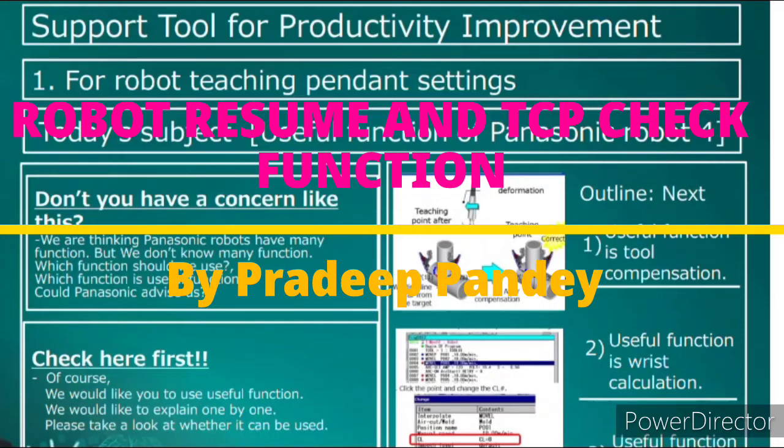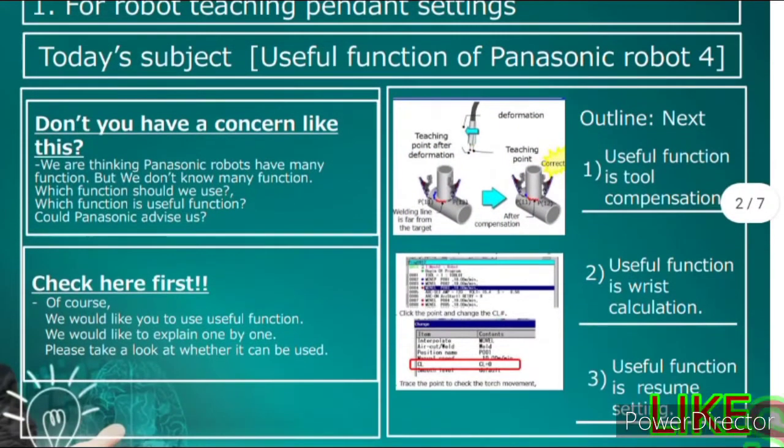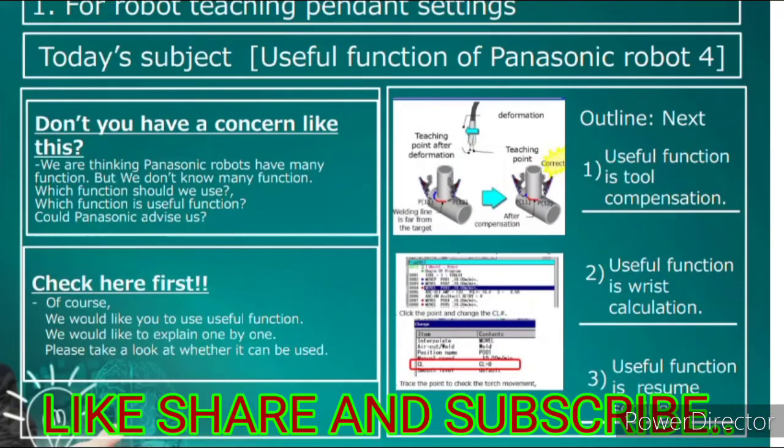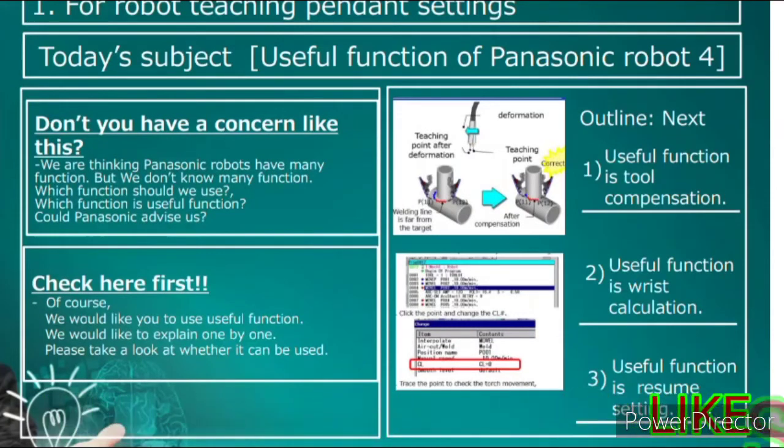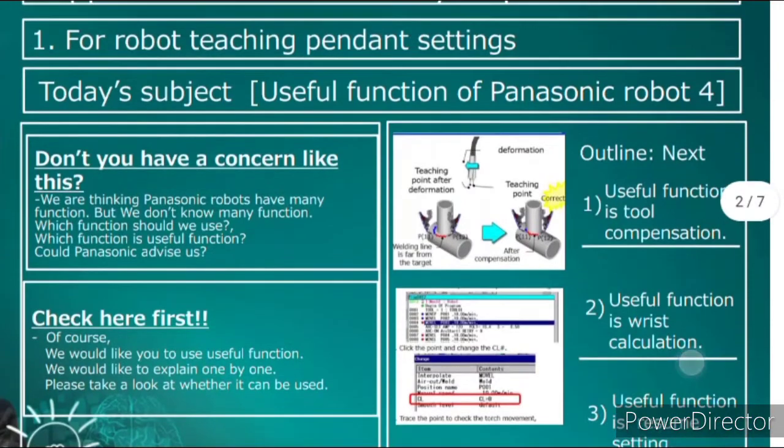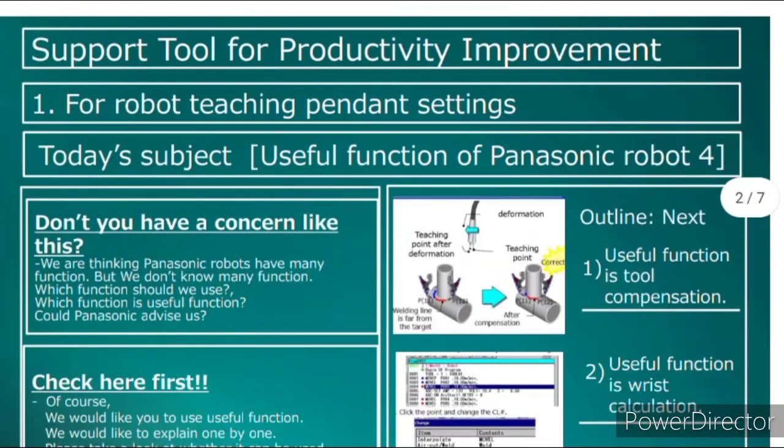Today's points: useful function is tool compensation, useful function is wrist calculation, and useful function is resume setting. These are very important tools for production improvement and productivity improvement.